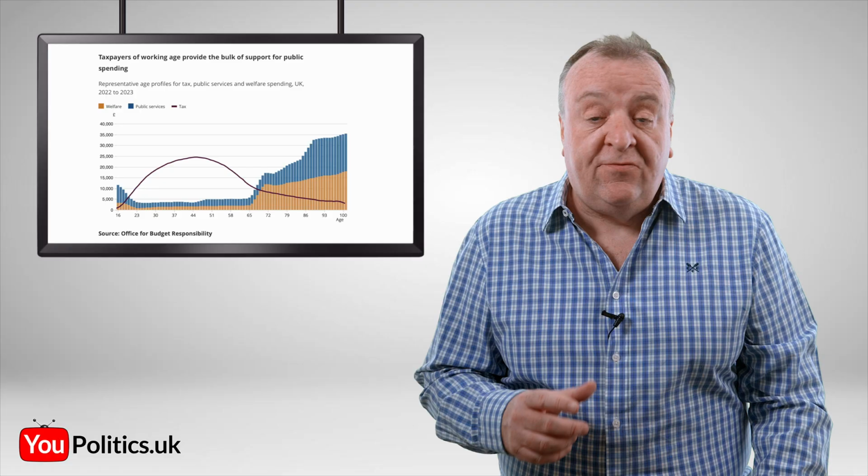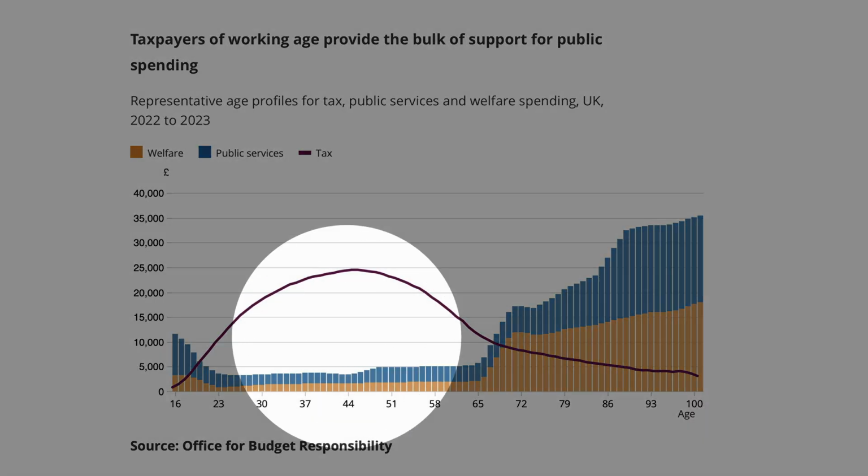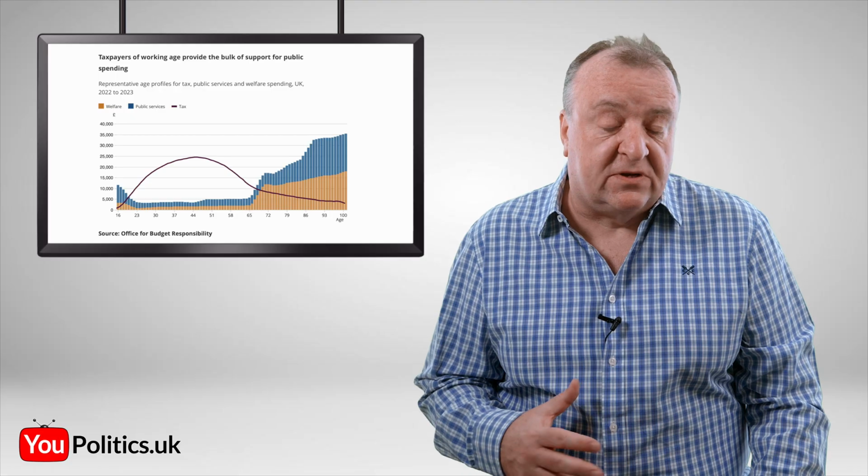Now, this is a really interesting graph. This really starts to show the problem. It's these people here, born from around 1960 to around 2005, everyone who's working age and paying taxes, that has to pay for those pensions and for lots of other things as well.